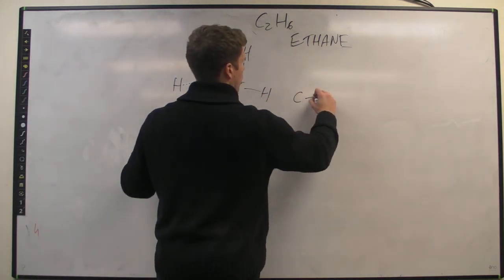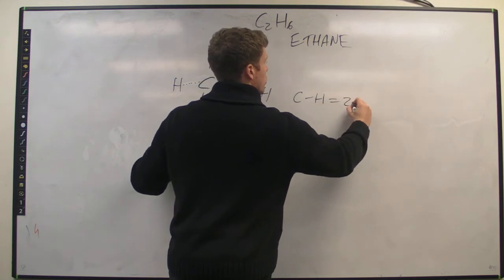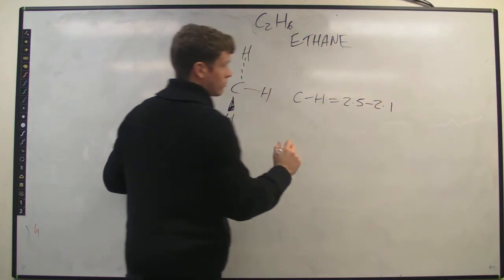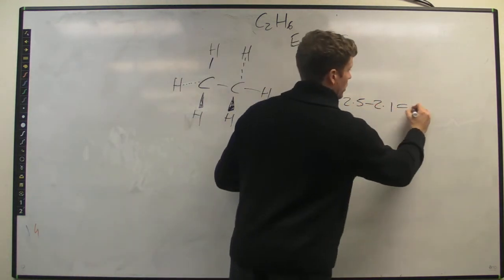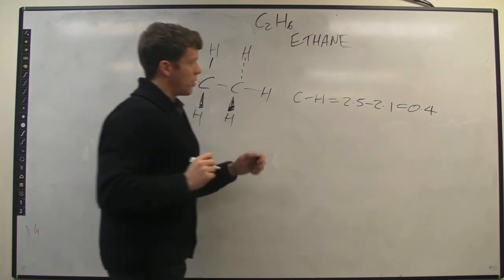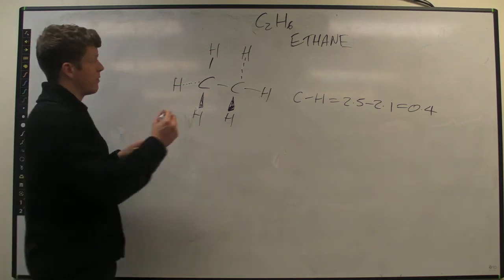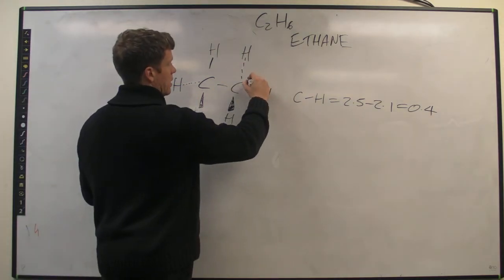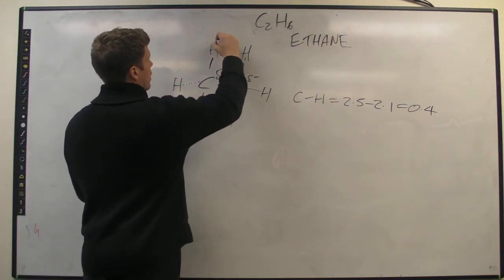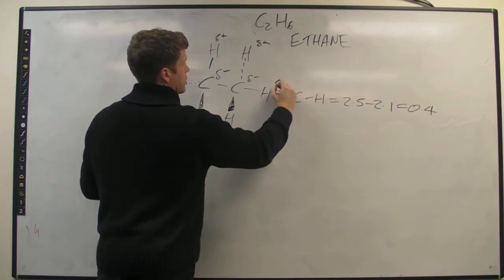And then carbon-hydrogen is 2.5 minus 2.1. So that is slightly polar. So the bonds are polar. So what I need to do now is label delta negative, delta positive. So carbon would be delta negative. And that makes all the hydrogens delta plus.